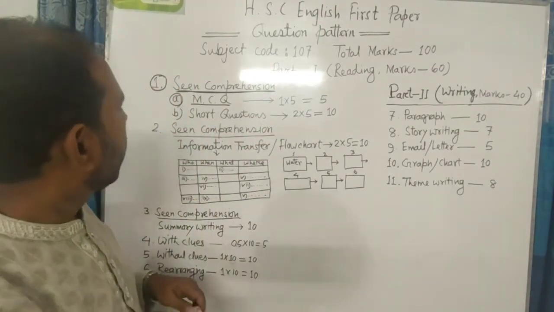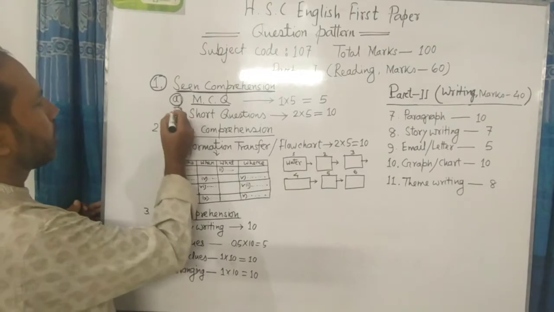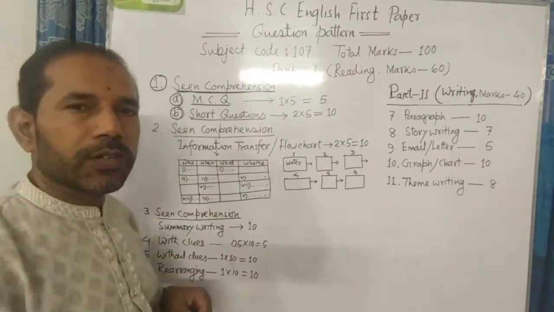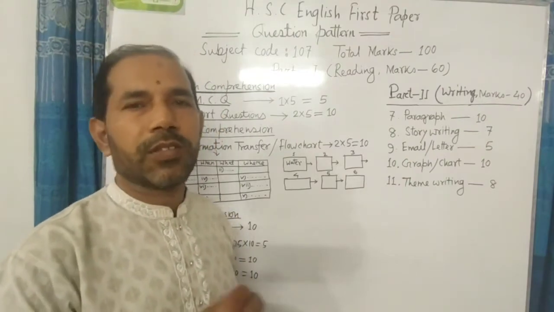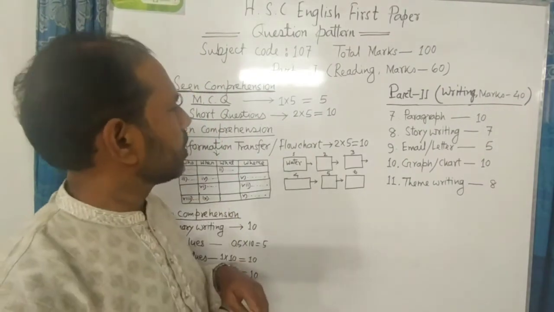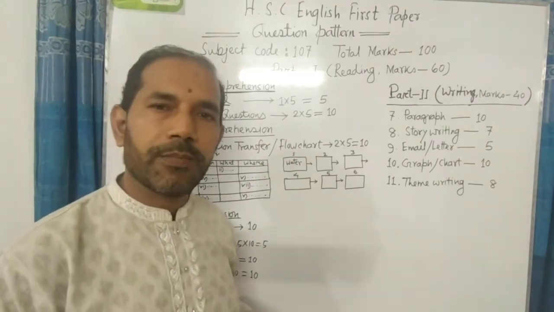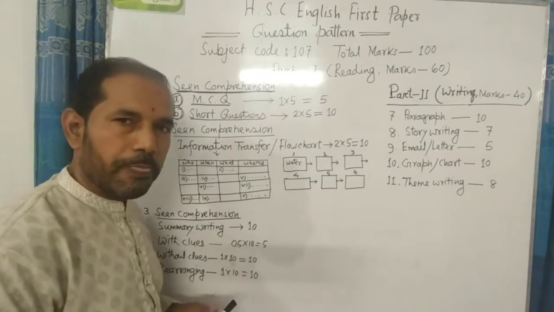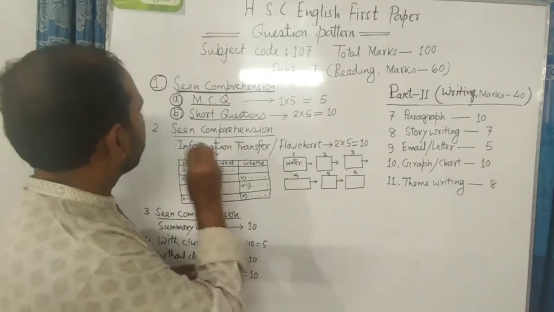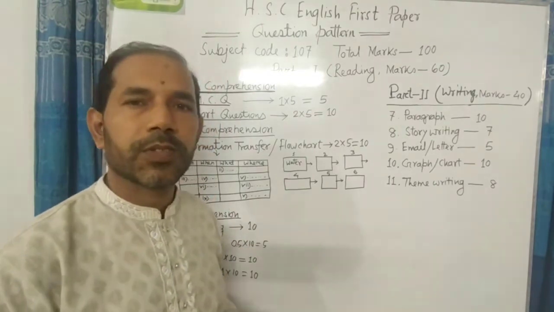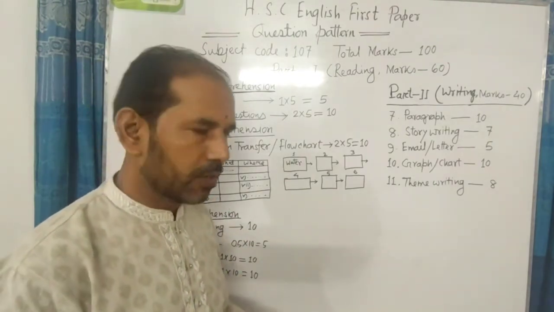Okay? And in number B, you will find 5 short questions. This is the usual question. You have to answer these 5 short questions, and each question carries the marks 2 and the total marks is 10. Okay? Dear students, in the seen comprehension 1, you will get 2 types of questions, MCQ and short questions.